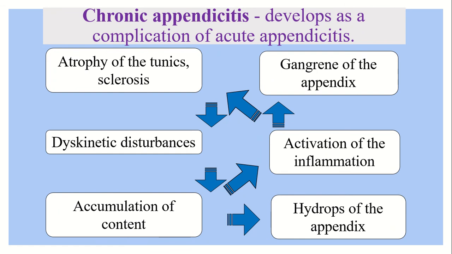Chronic appendicitis develops as a complication of acute appendicitis. We can find atrophy of the tunics of the appendix and development of sclerotic tissue, fibrotic tissue, that leads to dyskinetic disturbances and accumulation of the contents inside of the appendix vermiformis. That may result in hydrops of the appendix, accumulation of the contents, activation of the inflammation and gangrene of the appendix.